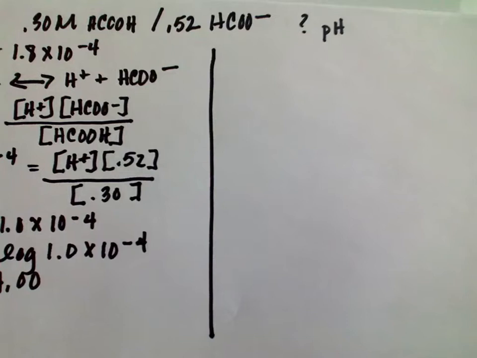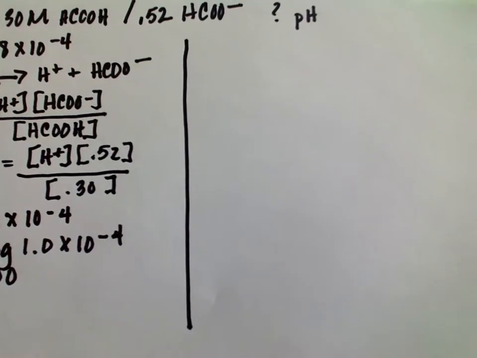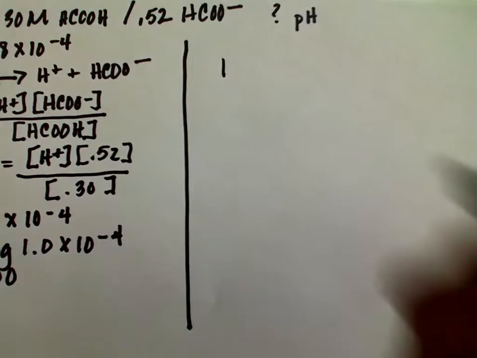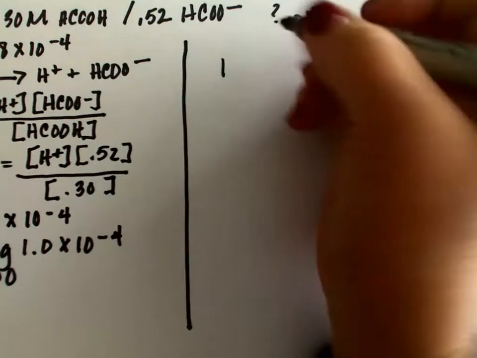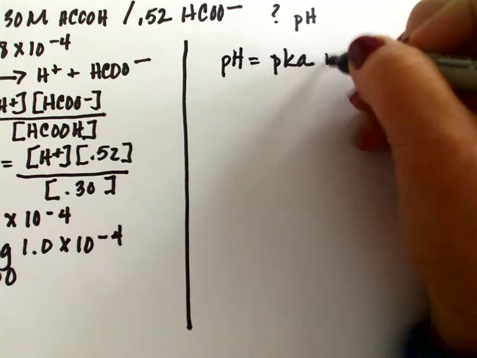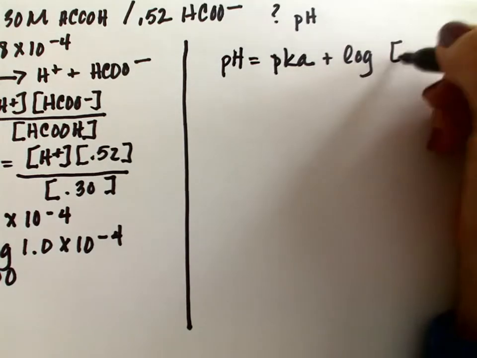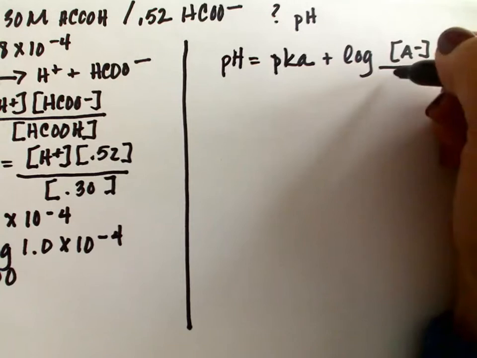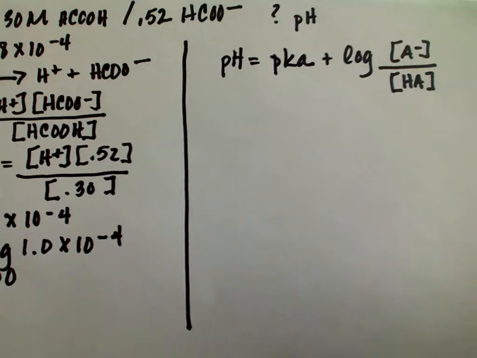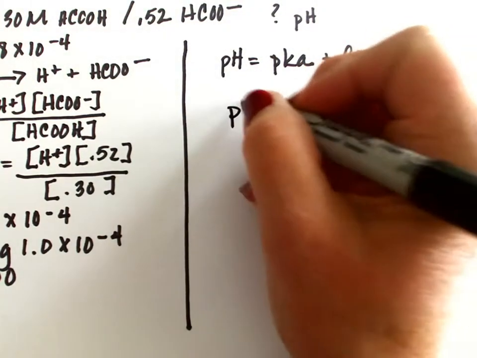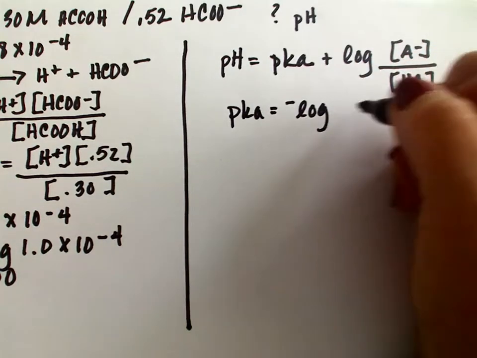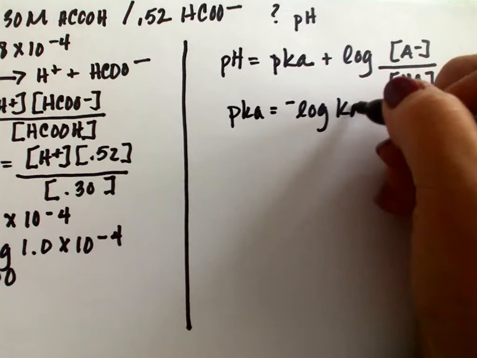The other way to calculate pH is using what's called the Henderson-Hasselbalch equation. And that we've seen in one of the slides. Again, it's pH equals the pKa plus the log of whatever the conjugate base is. I'm going to use a generic representation here, over the concentration of the weak acid. And remember, the pKa can be calculated by taking the negative log of the Ka.